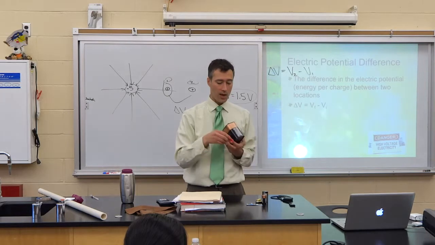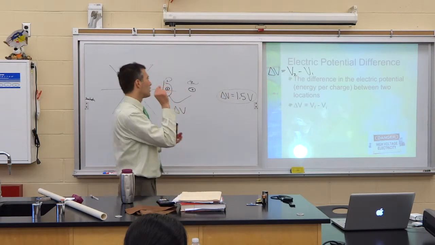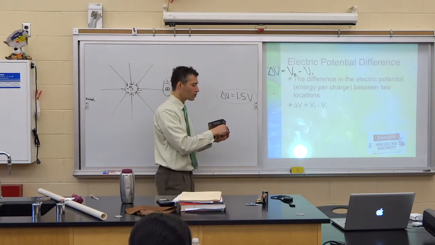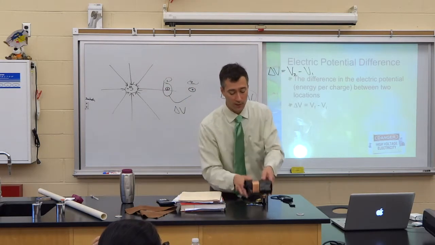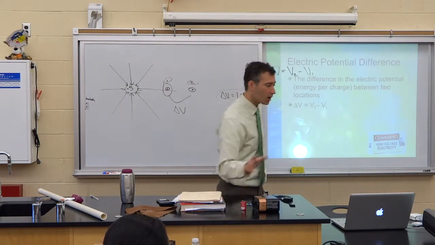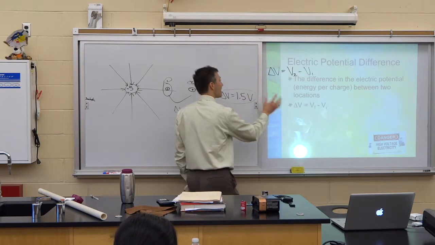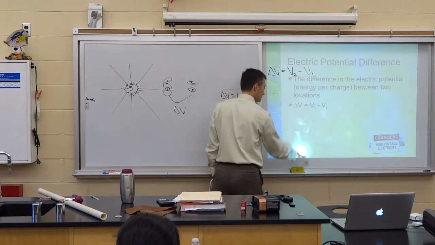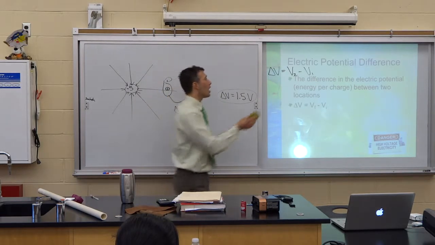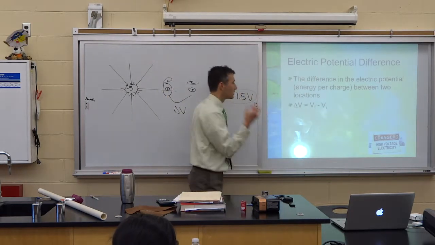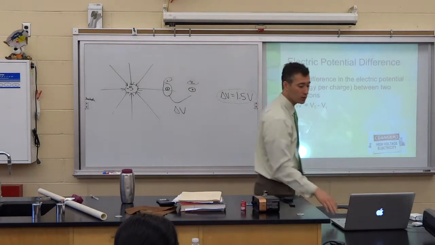So there is a larger difference in energy per charge across the terminals of these two batteries than across the terminals of the other batteries. Again, the electric potential difference is our important variable for the rest of the year, which is measuring the difference in energy per charge between two locations.